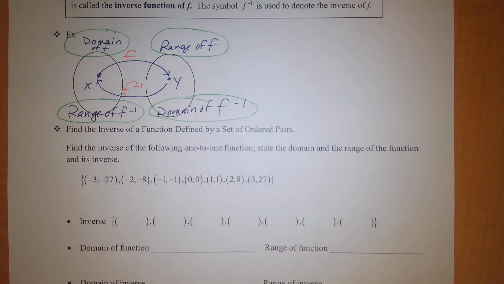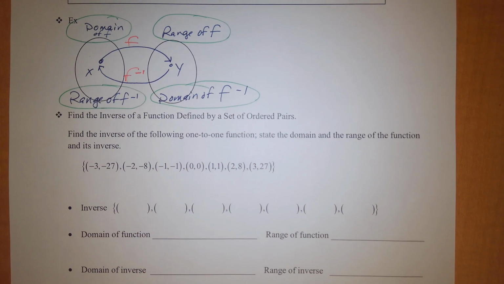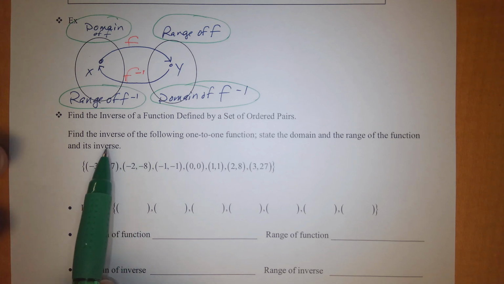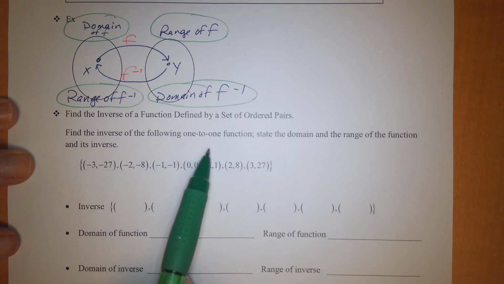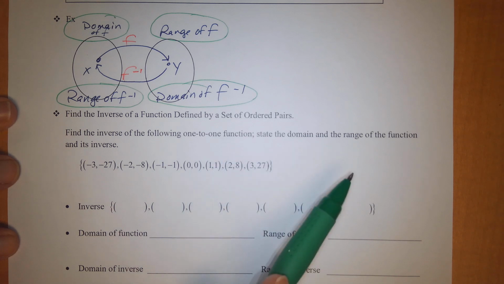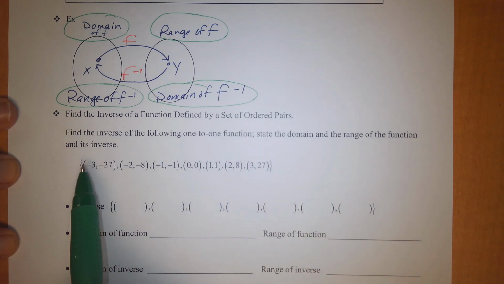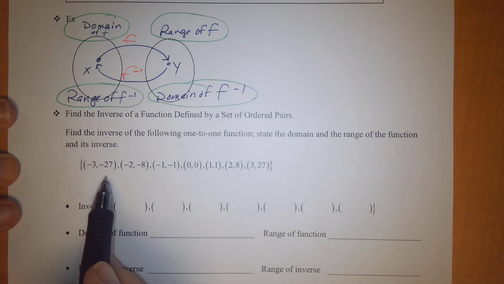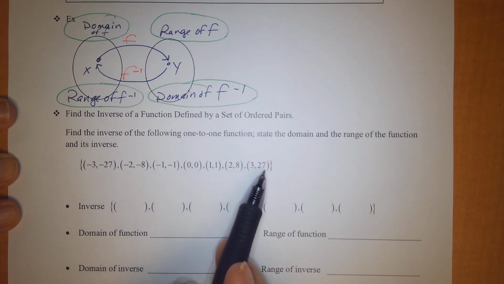In order to find the inverse of a function defined by a set of ordered pairs, we can do that by finding the inverse of the following one-to-one function. Let's state also the domain and the range of the function and its inverse. So let's look at this problem here. We have a set of 7 different points on a graph.